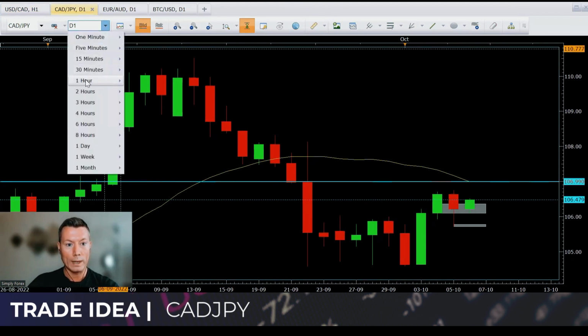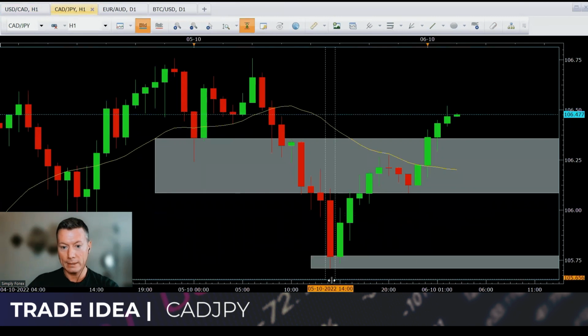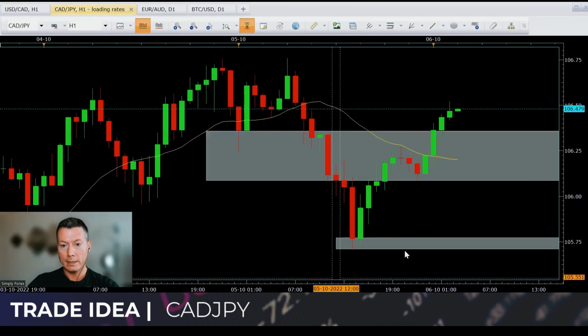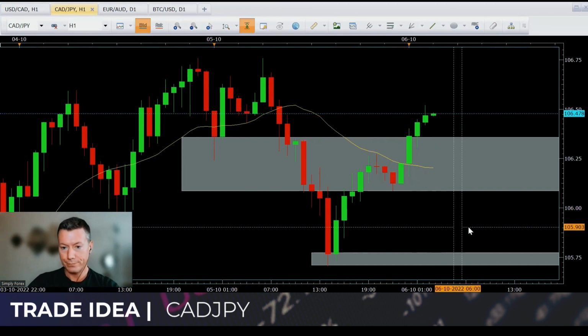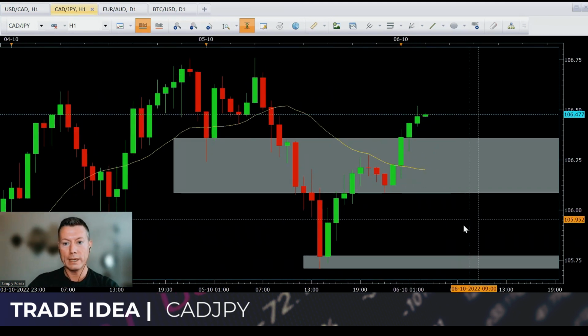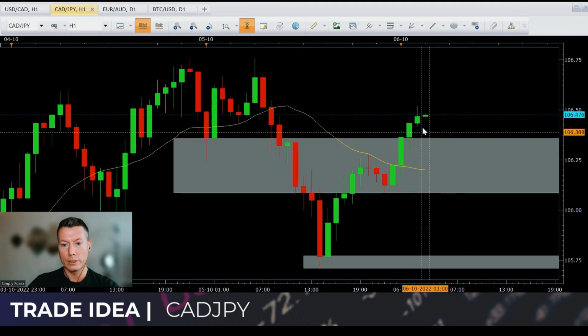Let's look at the H1 now to see how we can enter this pair. Okay, and as you can see, guys, I've adjusted my grey zones. You should do this every day, because H1 price structure is going to change throughout the day. So you want to fine tune your grey zones every day. All right, but what we're seeing is this, guys. I've got two grey zones.